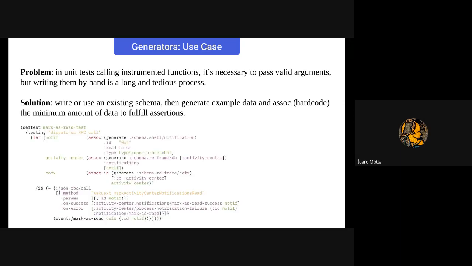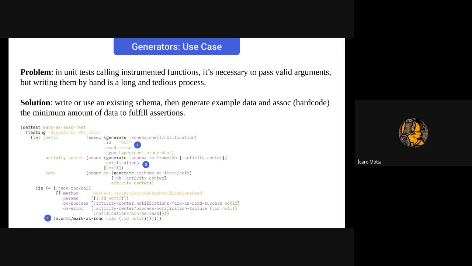So this is a more detailed example. It's testing the event handler here, events marked as read. Again, it's a contrived example, but it's real. It's verifying that we generated the correct RPC request. The way it does this is it generates a random notification that conforms to the custom schema that I wrote, and I assoc only the minimal amount of information for my test.